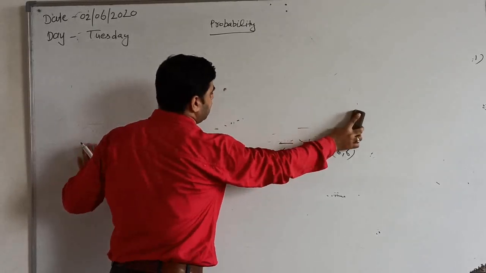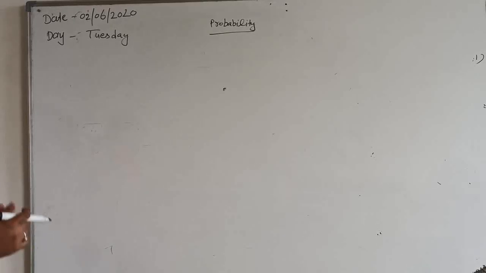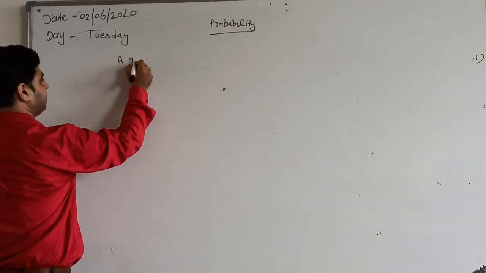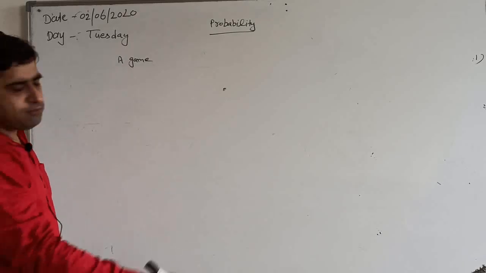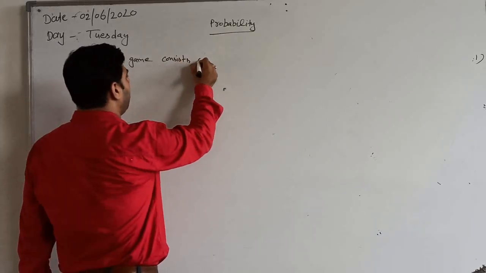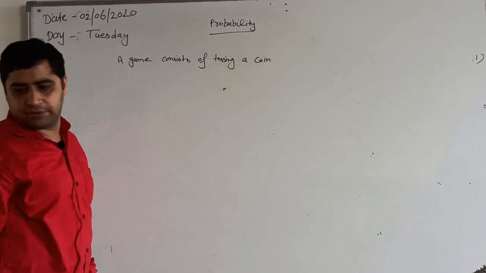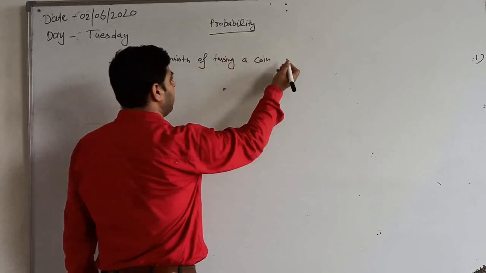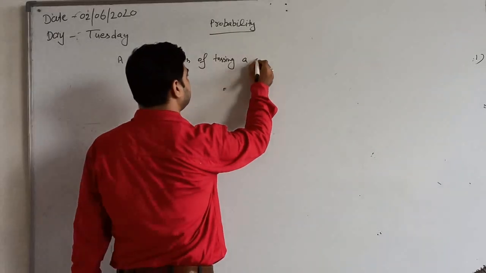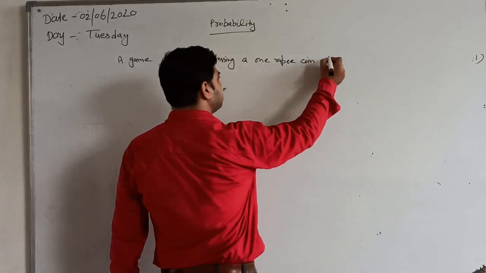Next we have taken a question on coins. The question: a game consists of tossing a 1 rupee coin 3 times.